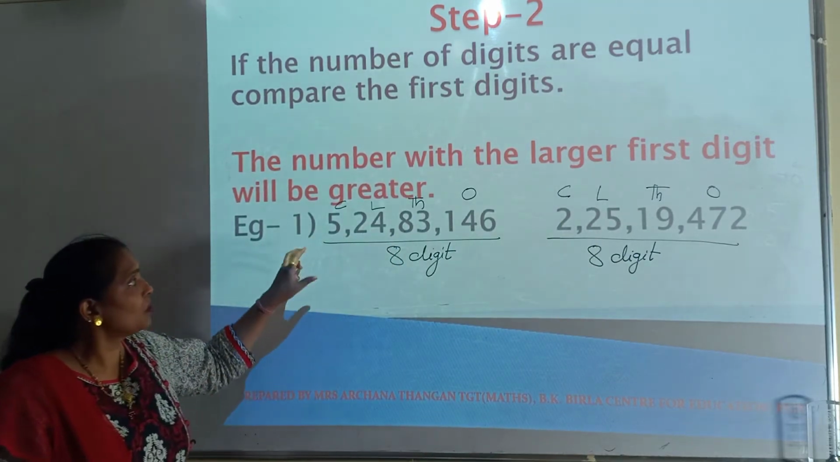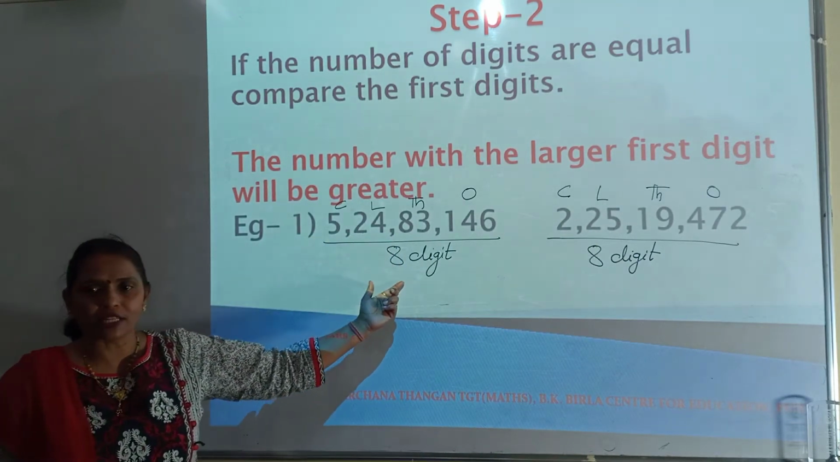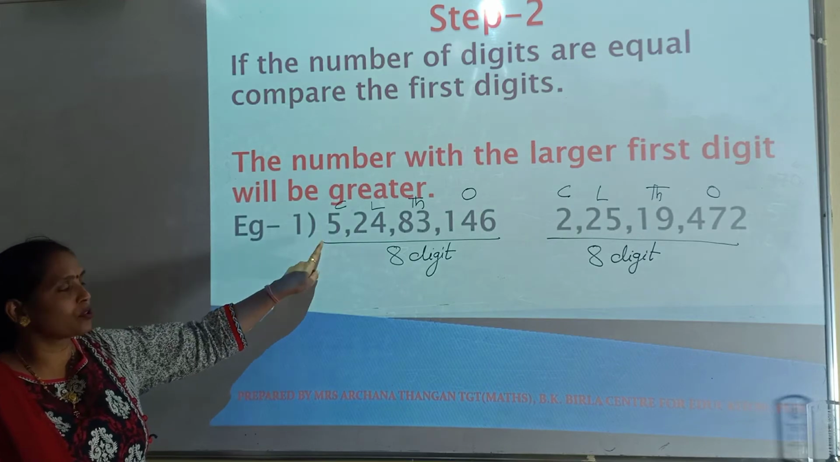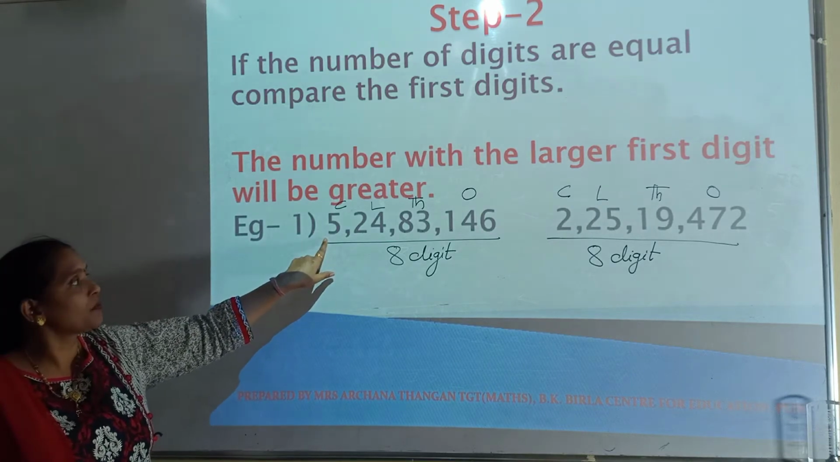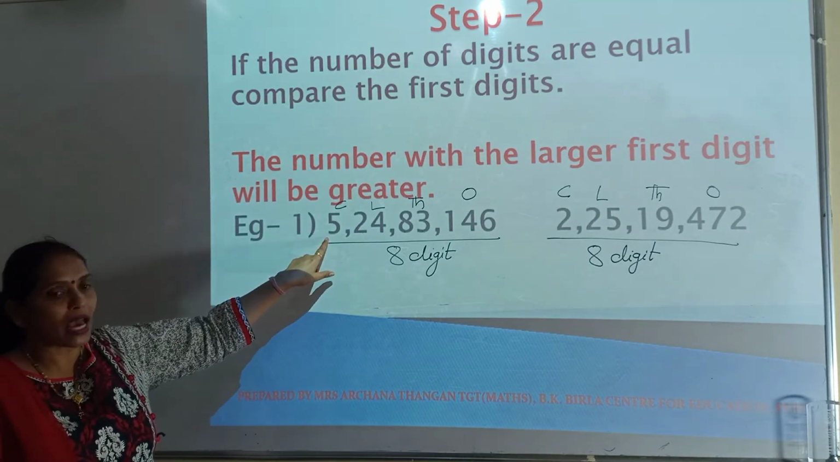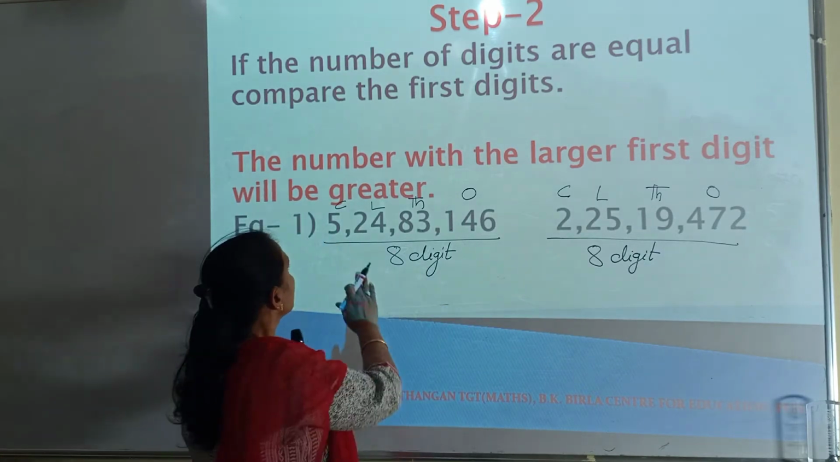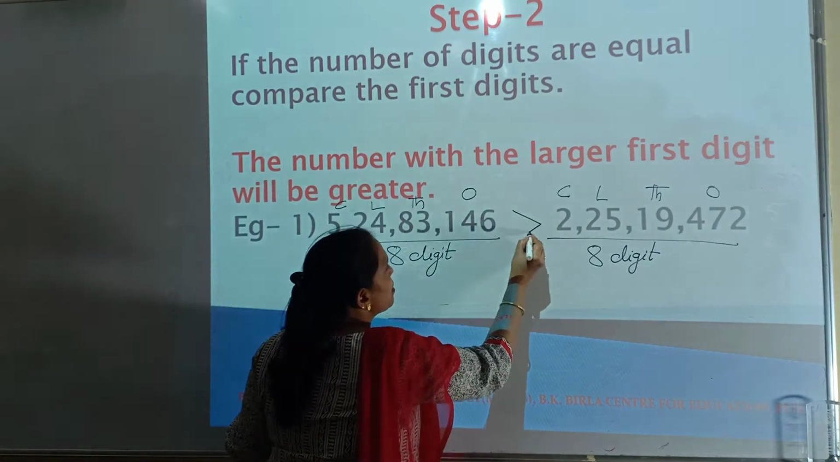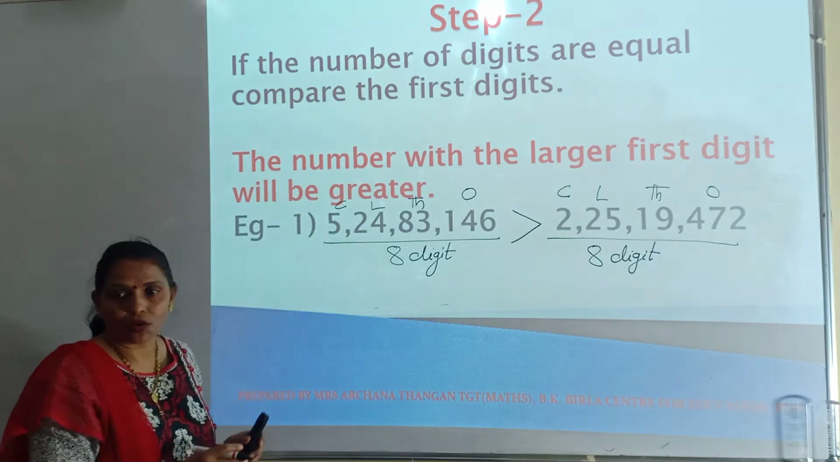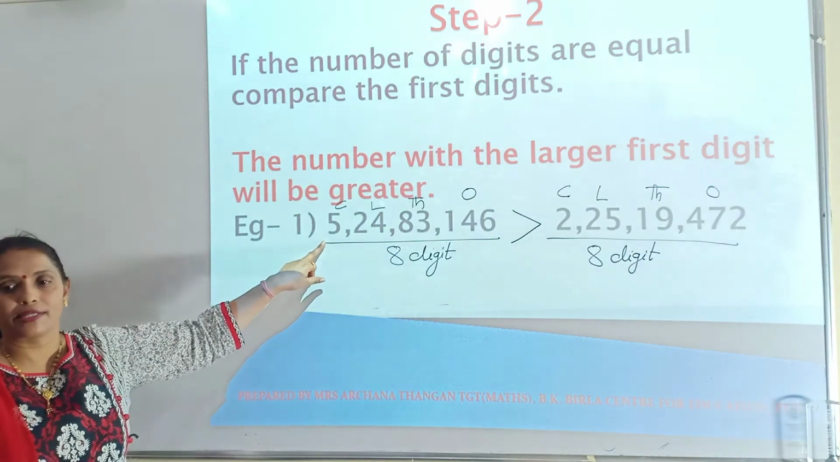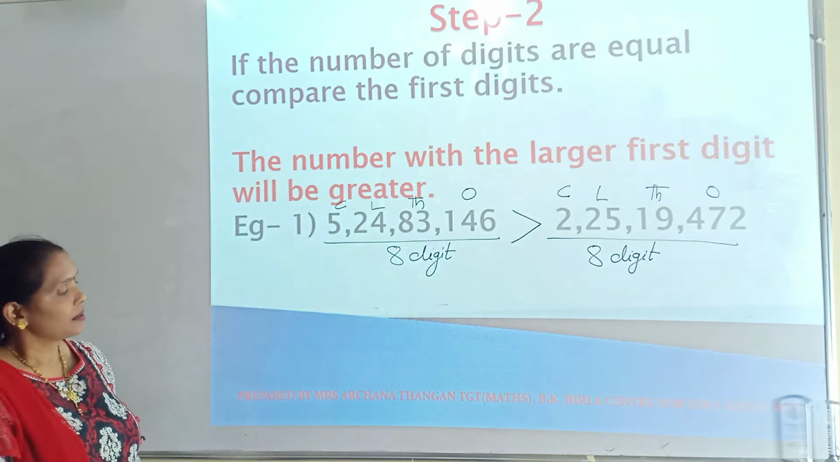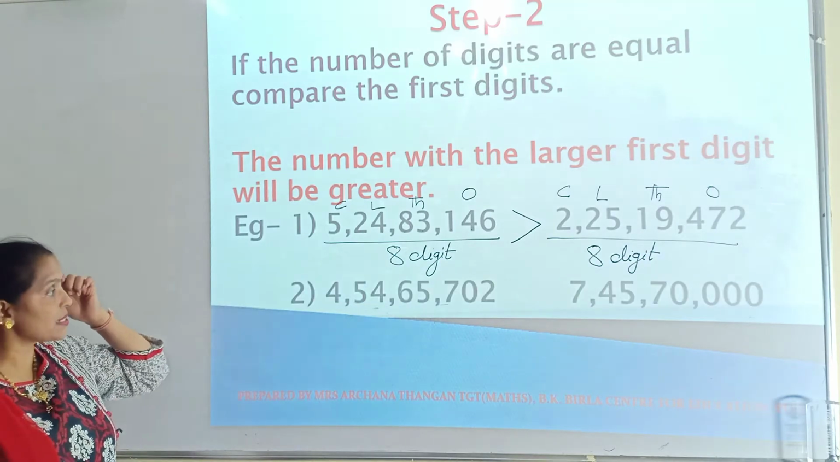Okay. So, in this case, the number of digits are equal. That time we need to check the first digit. Here we have a 5 crore and here is a 2 crore. So, which number is greater? This number is greater. 5 crore is greater than 2 crore. We have to check the first digit. Let's try one more example.